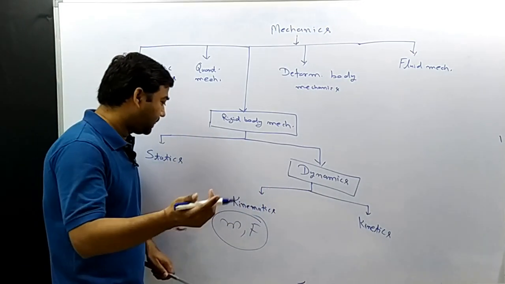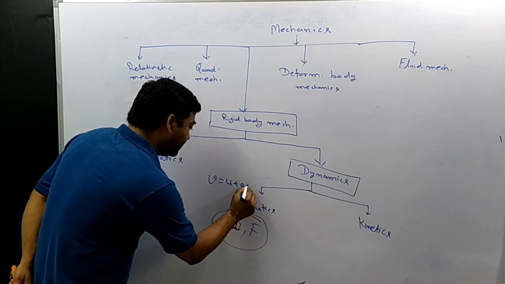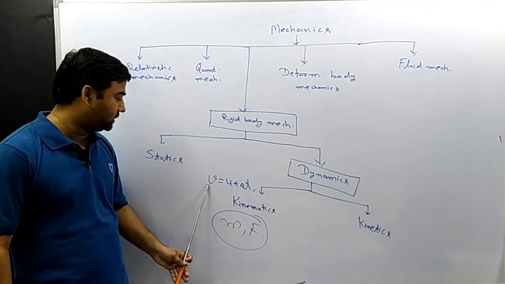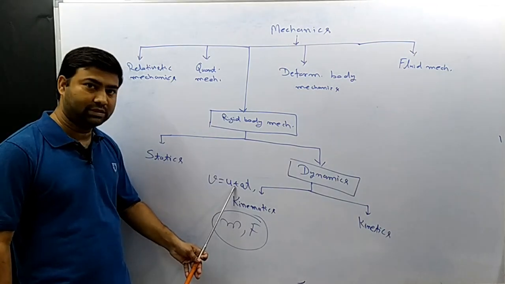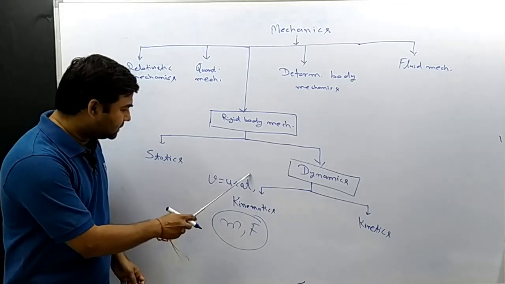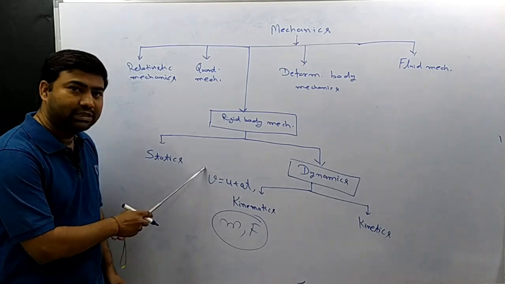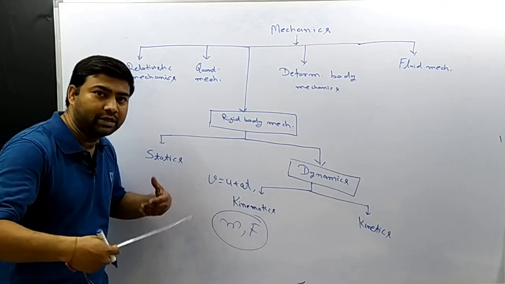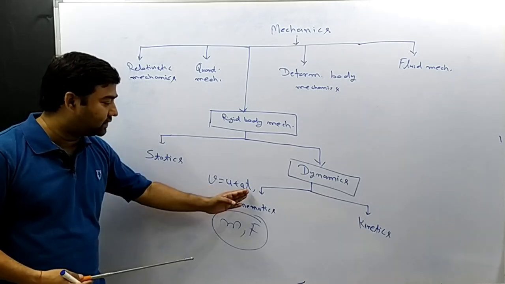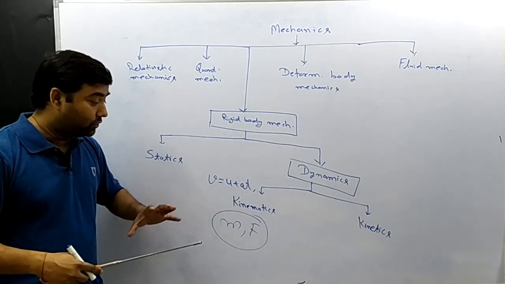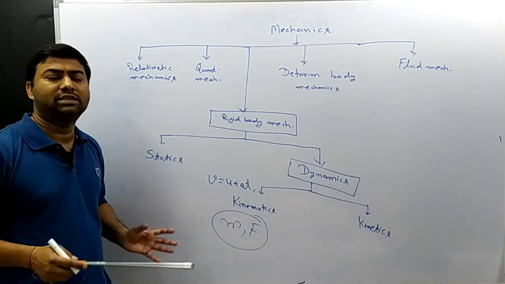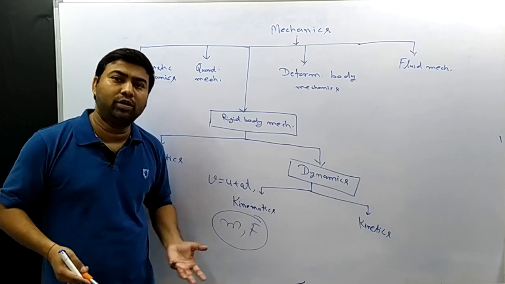For example, v = u + at. Final velocity is equal to initial velocity plus acceleration times time period. In this equation, the motion of a body is studied. The body is undergoing an acceleration, and we are finding the velocity after time t. But the mass of the body and the forces acting on it are not required at all.